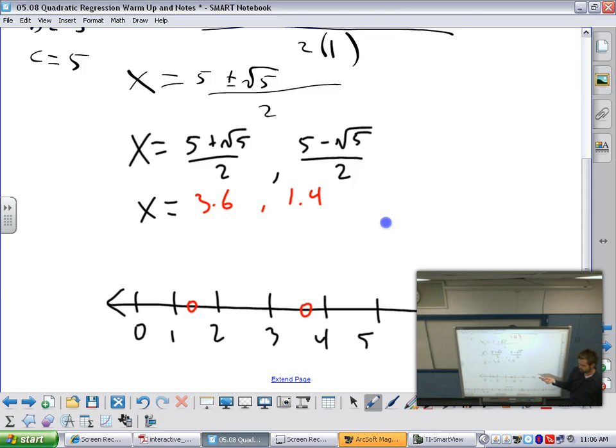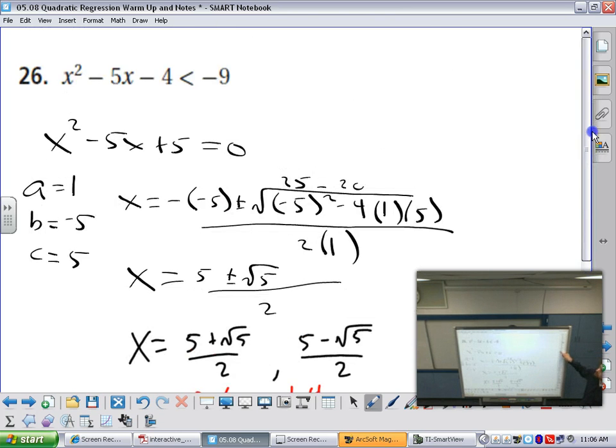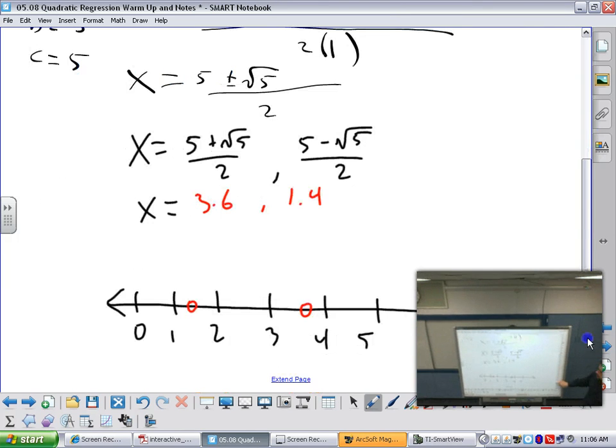Am I correct to leave open circles? Yes, I am, because it's a less than sign, not a less than or equal to. My number line has now been chopped up into 1, 2, 3 intervals. We only have to check one test point. Which test point would you like to pick?